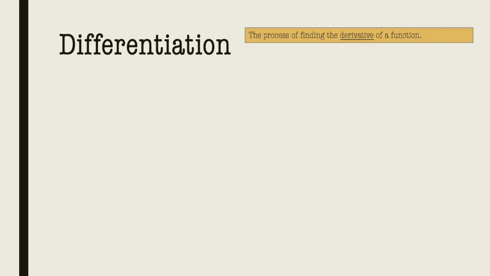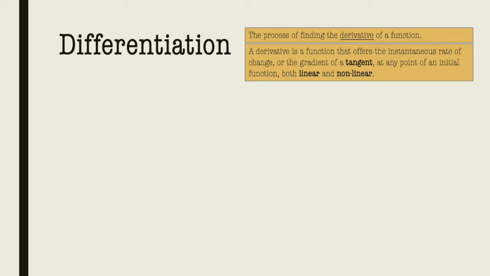Differentiation is the process by which one finds the derivative, or gradient function, of an original function. Very well then, but what is a derivative? It is a function used to find the gradient of a tangent, or instantaneous rate of change at any point on another function, regardless of whether it is linear or not.